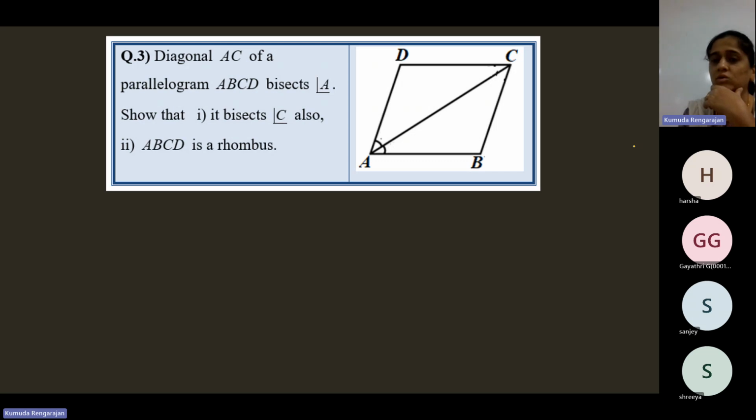Diagonal AC of a parallelogram ABCD bisects angle A. See, there are two things, bisecting an angle, bisecting a side. Bisecting a side meaning the side is cut into two equal halves. Bisecting an angle again means the angle is divided into two equal portions. Now, supposing the measure of this angle is 60 degrees. If it's bisected, this diagonal AC is cutting through angle A. So the 60 degrees becomes 30 degrees here and 30 degrees here. The angle is bisected, divided into two equal angles.